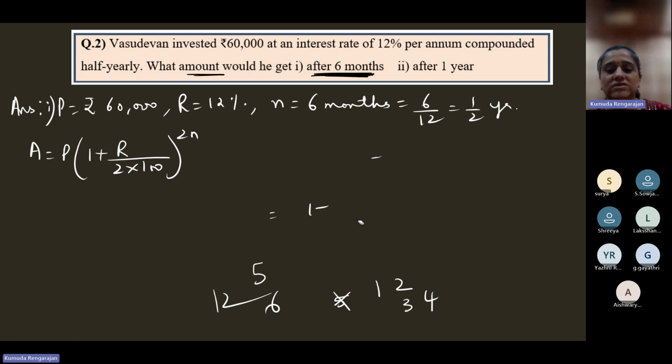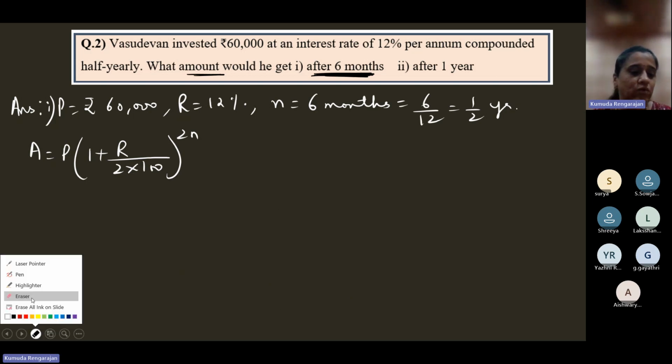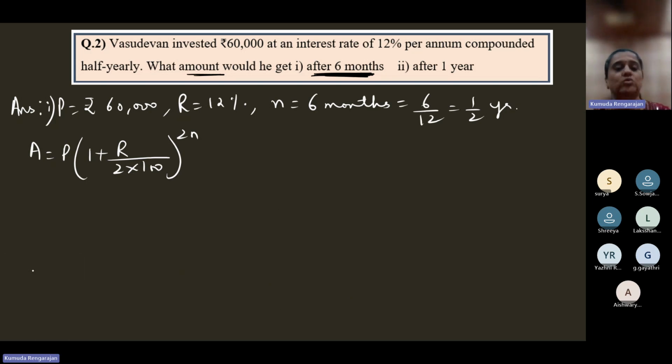Okay. So here it is every 6 months. So there are 2 six-month periods in a year, so the number is 2. Modify the formula: R by 2 into 100. Divide the rate by 2 and multiply the time by 2. n into 2, R by 2. This is the formula. Now substitute the values.